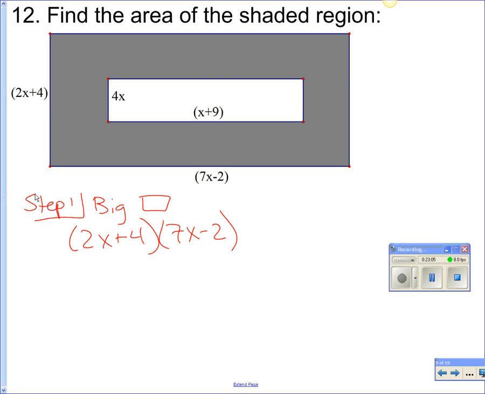Okay. 2x times 7x. To the second. Good. 2x times negative 2. 4 times 7. And 4 times negative 2. Negative 8.